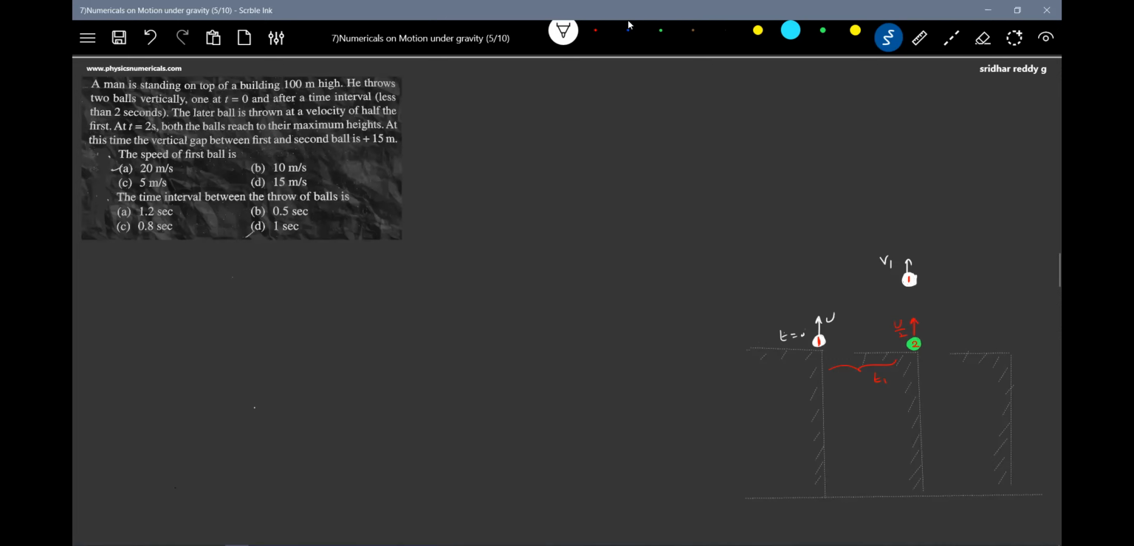Finally, after a time interval, the later ball is thrown, and both the balls reach their maximum heights. At t equal to 2 seconds, both the balls will reach their maximum height. Okay, this ball 1 will be here, at its maximum height. Ball 2 will be at its maximum height.